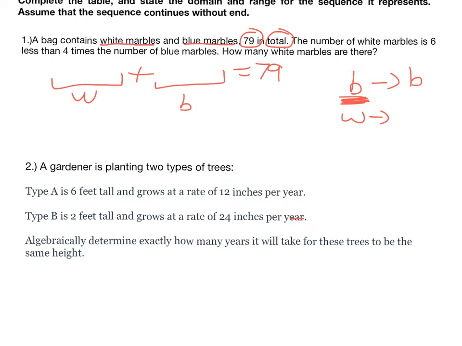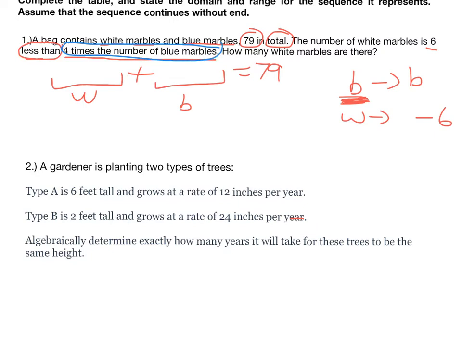What do we know about white marbles? Well, white marbles is 6 less than 4 times the number of blue marbles. So I'm going to circle less than, because less than, we know, is going to mean subtraction in reverse. So instead of 6 minus, it's going to be something minus 6. Now, what are we taking 6 from? Well, that's this part right here, and I'll do this in blue, since for some reason I underlined the whole problem. That's 4 times the number of blue marbles.